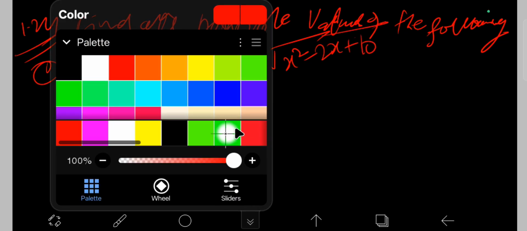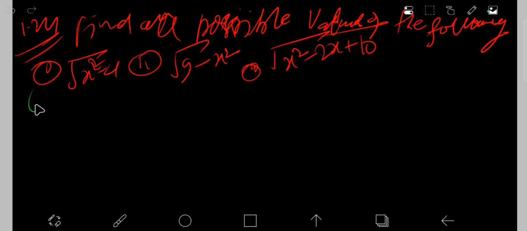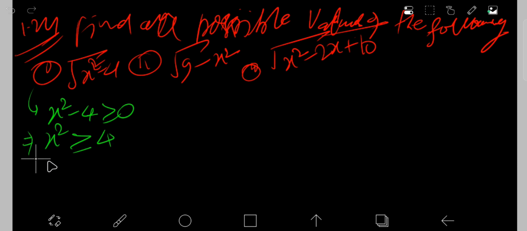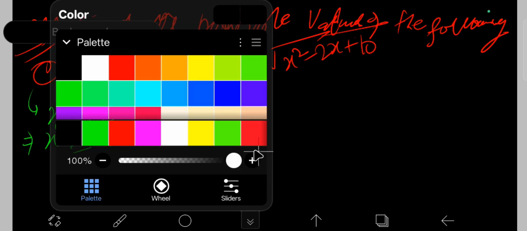Now we solve one by one. Firstly we solve this one. How do we solve it? When is this square root defined? We say x square minus 4 is defined only if it is greater than or equal to 0. So here we write x square is greater than or equal to 4. This is our answer. And also we write it in this type.